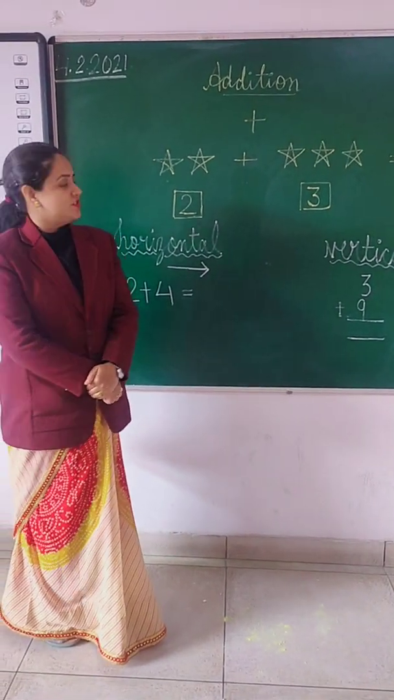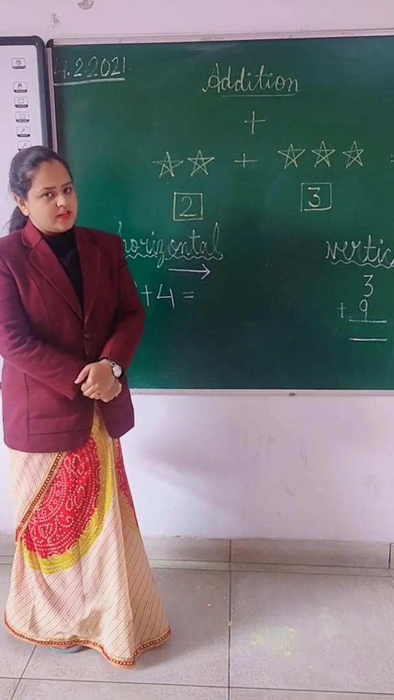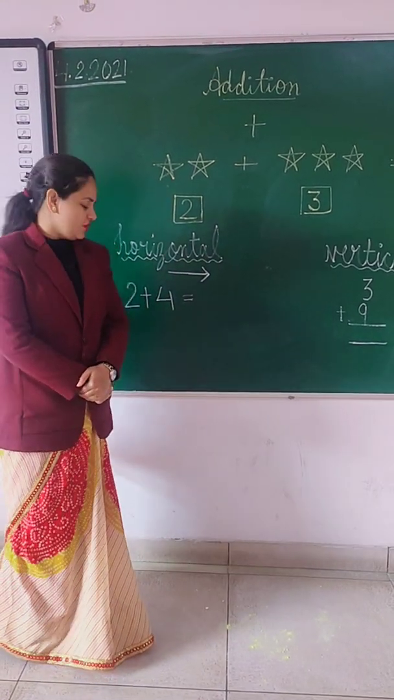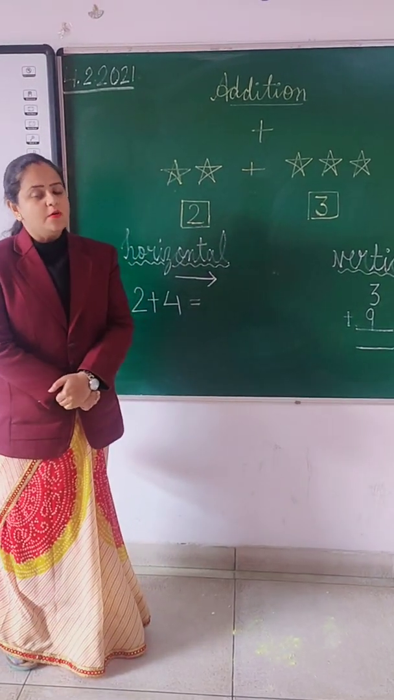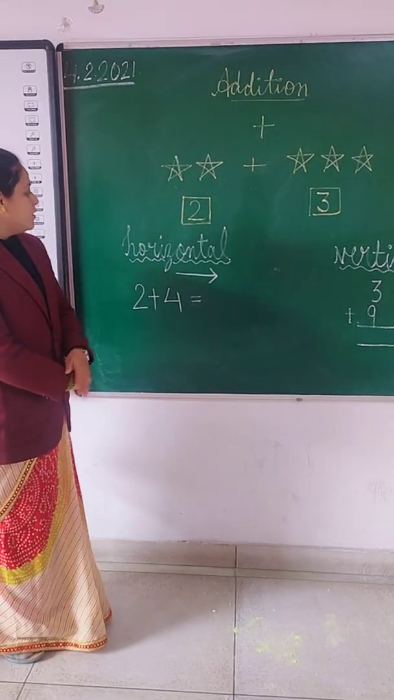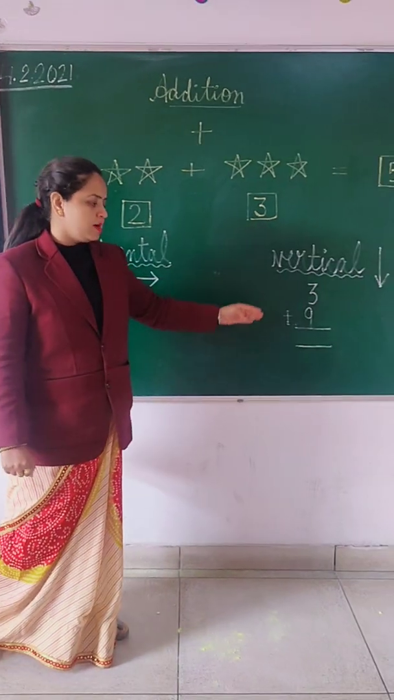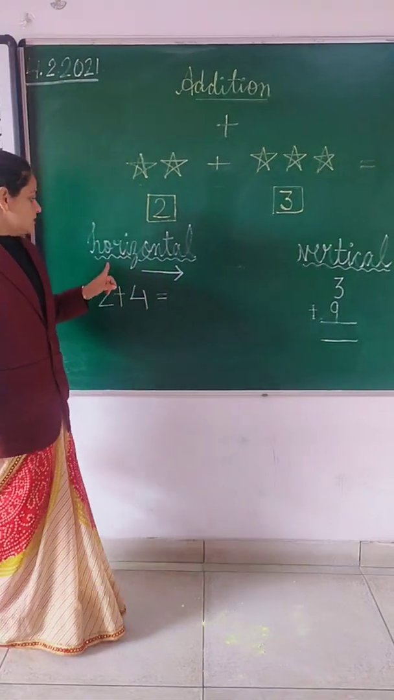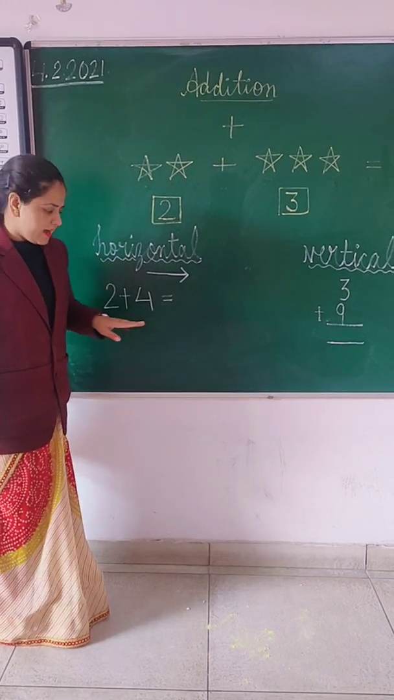Yesterday we did addition through the given objects. Now today we are going to do addition through numbers. Okay? Now we have two kinds of problems. First one are horizontal problems and the other ones are vertical problems. Children, what is horizontal? When the numbers are given in a single line.